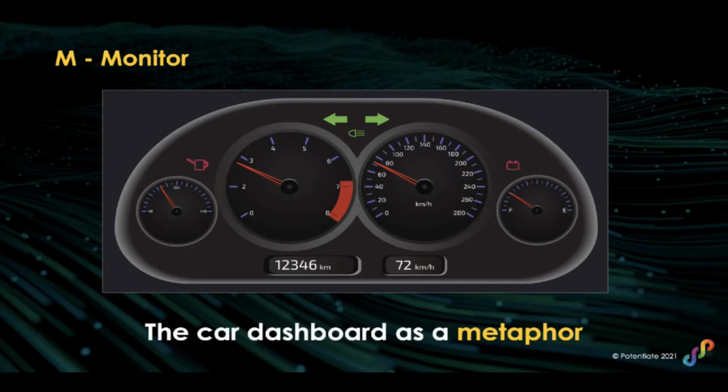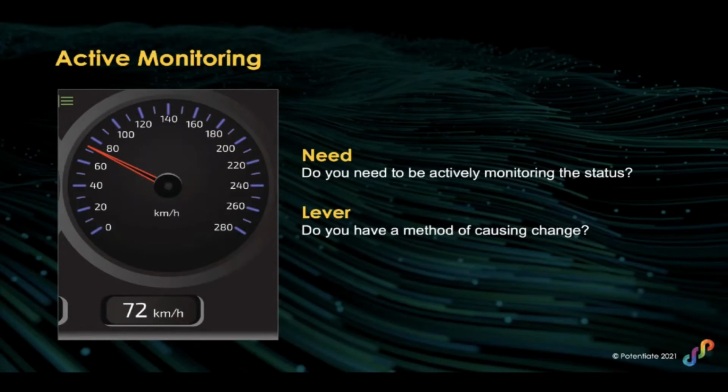There are other things on the dashboard which are reactive in their nature. So I only want to see the oil warning light if there is an oil problem. I don't want a green oil light saying oil is fine. What do people need to see all the time? What do they need to see in order to be reactive so that they can respond to something? Active monitoring, you need to be seeing this all the time, and you have a lever. You have some method of responding to it. That tells us that it should be there all the time and it should be prominent.